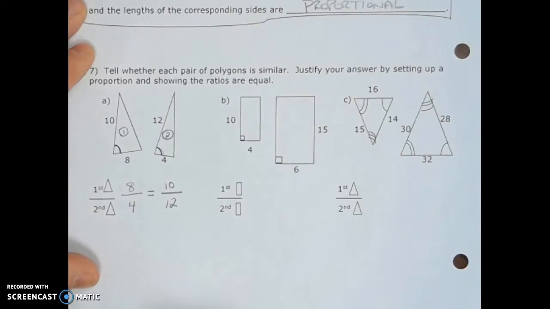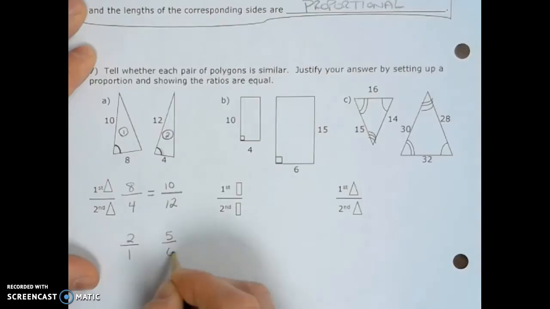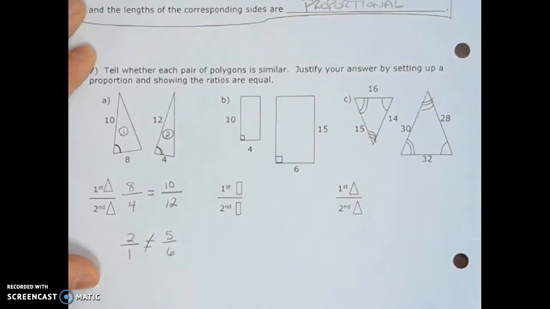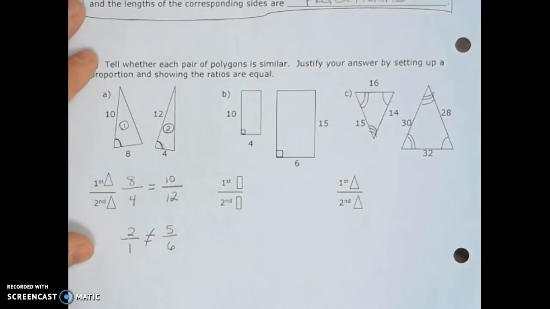Well, I'm going to simplify my fractions to find out. 8/4 simplifies down to 2 over 1. 10/12 simplifies down to 5 over 6. Well, I can tell very easily by looking at these 2 ratios that these are not equal to each other. Since they're not equal to each other, then the corresponding side lengths are not proportional, meaning that these 2 shapes are not similar. They are not similar to each other.